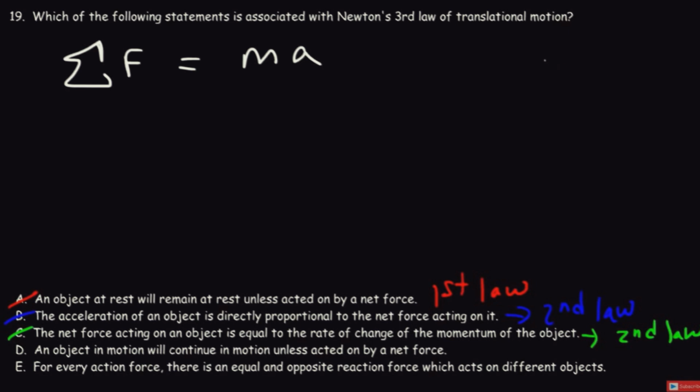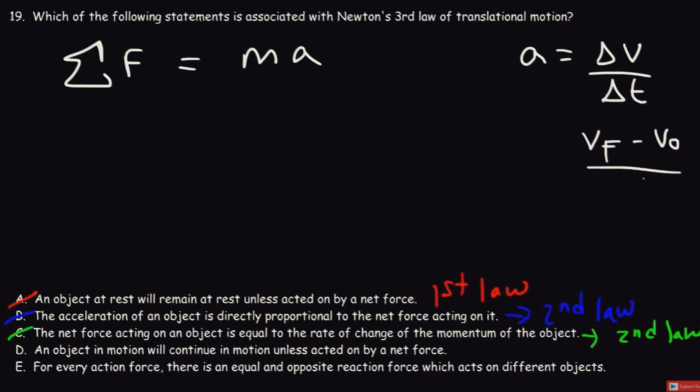Acceleration is equal to the change in velocity divided by the change in time. It is v final minus v initial over t. So therefore, the net force is mass times the change in velocity divided by time. Momentum is mass times velocity.